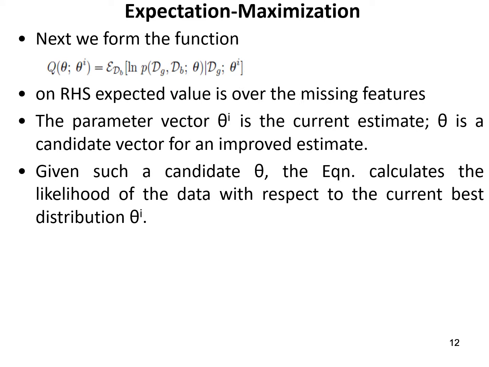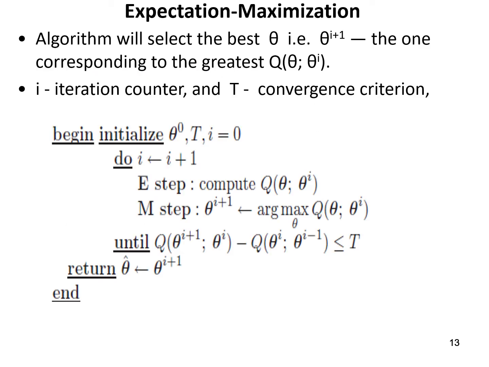Next, we can form a function as given. On the RHS, the expected value is over the missing features. The parameter theta i is the current estimate and theta is a candidate vector for an improved estimate. Given such a candidate theta, the equation will be calculating the likelihood of the data with respect to the current distribution theta i. The algorithm will select the best theta, that is theta i plus 1, the one corresponding to the highest value of the Q function.